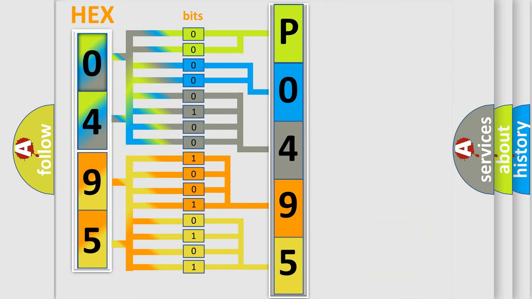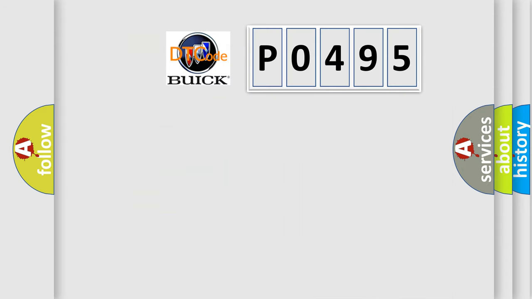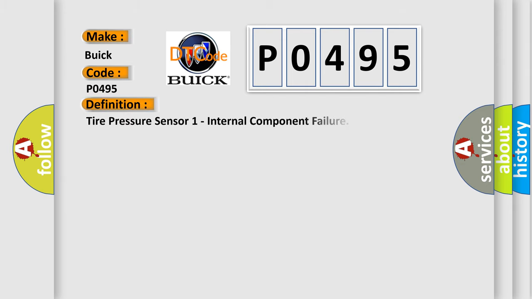We now know in what way the diagnostic tool translates the received information into a more comprehensible format. The number itself does not make sense to us if we cannot assign information to what it actually expresses. So, what does the diagnostic trouble code P0495 specifically interpret for Buick car manufacturers? The basic definition is tire pressure sensor 1 internal component failure.